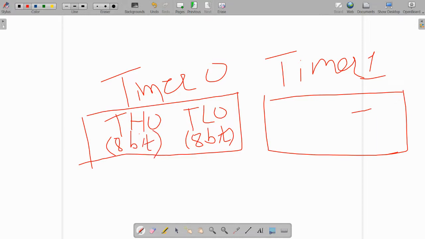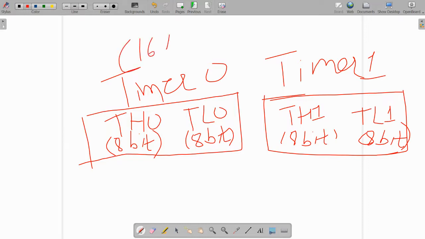The same thing applies here. Here you will have TL1 and here you will have TH1. दोनों को मिलके बनता है 16 bit. So this is 16 bit as well as this is 8 bit and this is 8 bit. दोनों को मिला के बनता है timer 1 of 16 bit. So this is also 16 bit. Is it clear to everyone?